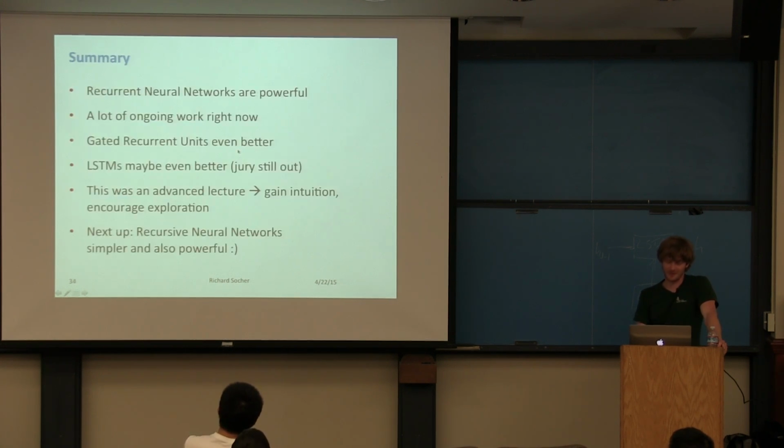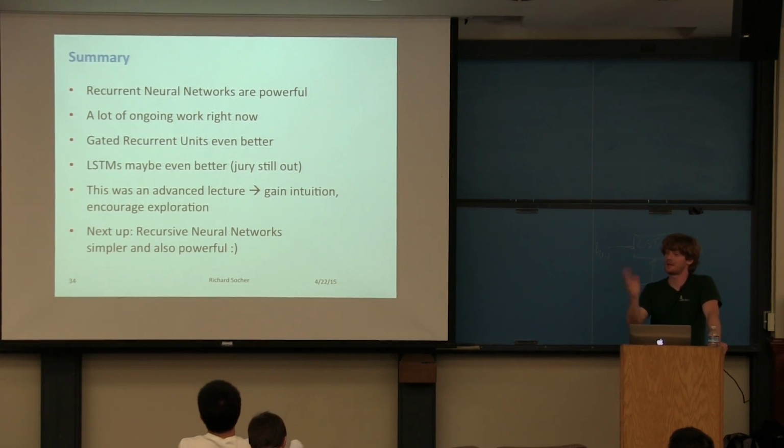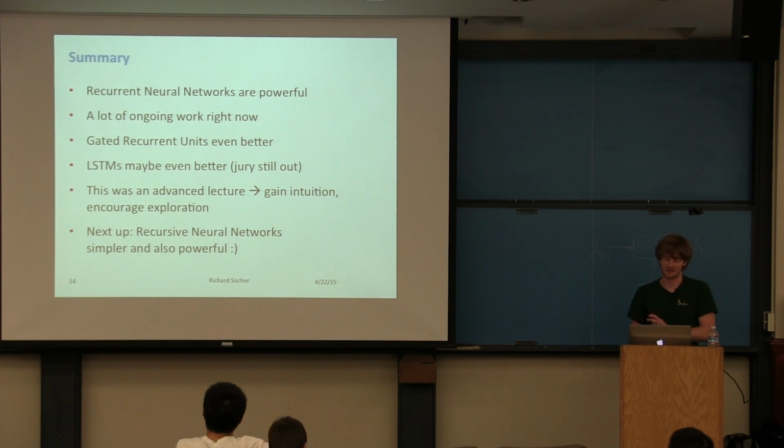And maybe we'll summarize here. So basically, recurrent neural networks are very powerful. So a lot of ongoing work right now. I think gated recurrent units are clearly better than standard recurrent ones, but LSTMs may even still be better. The jury's still out there, actually some papers that compare the two, and sometimes GRUs work better, sometimes LSTMs work better. Again, this was a very advanced lecture, so hopefully you gained some intuitions.